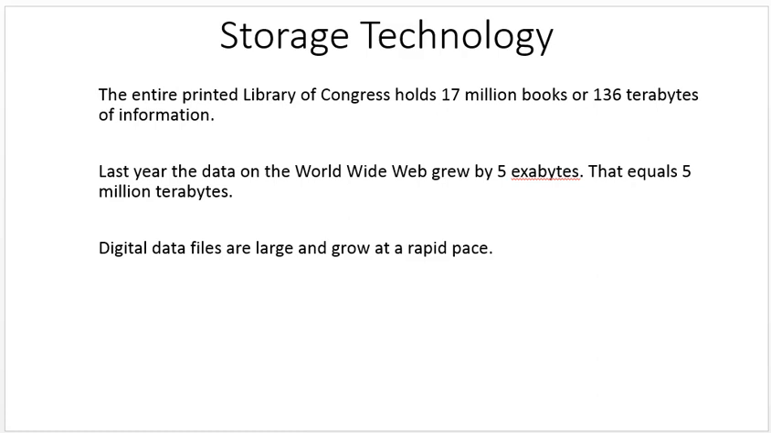Last year, the data on the World Wide Web grew by 5 exabytes. That's 5 million terabytes. Now, I'll grant you most of that was cat videos, but still, when we write things down in a book, we made 136 terabytes of information. In 1 year, using a computer, we made 5 million terabytes. That's a lot more than 136 terabytes.